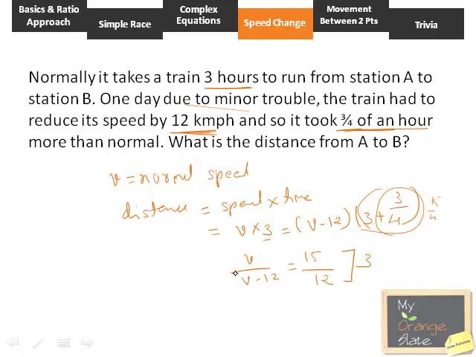Now difference here is 3, difference on this side is 12, so left hand side is 4 times the right hand side, so 15 into 4, v is equal to 60. And then we know that distance is equal to 60 into 3, that is 180 kilometers. Right, friends?